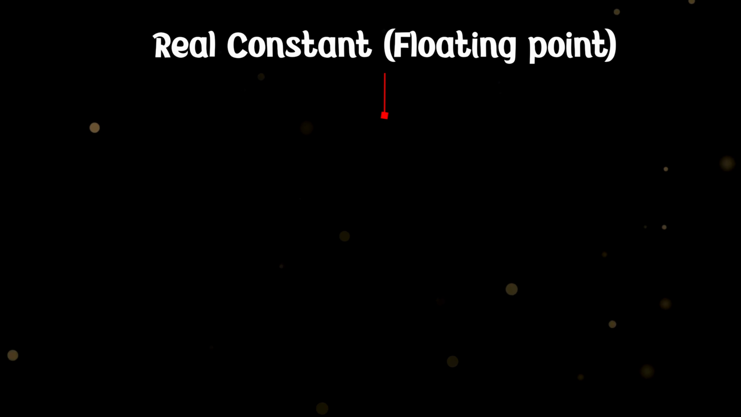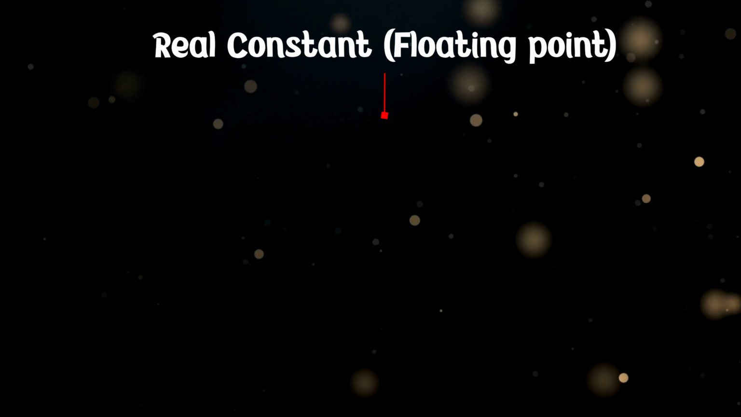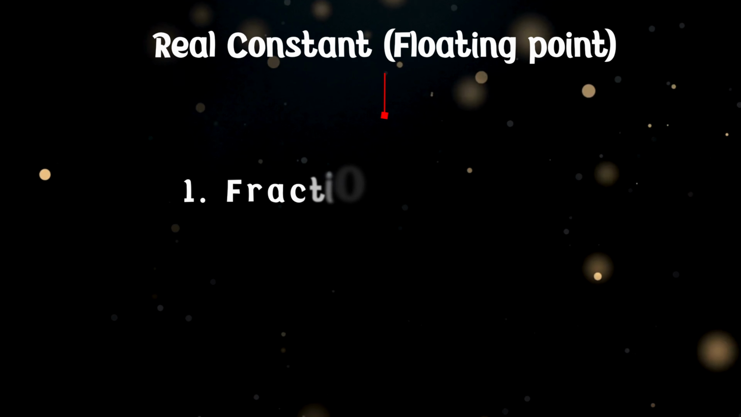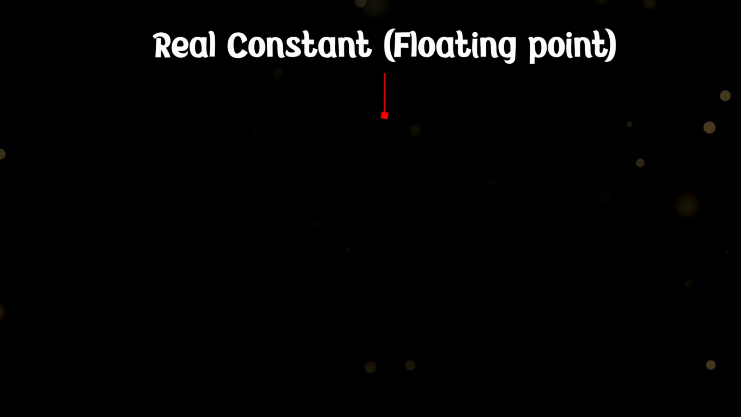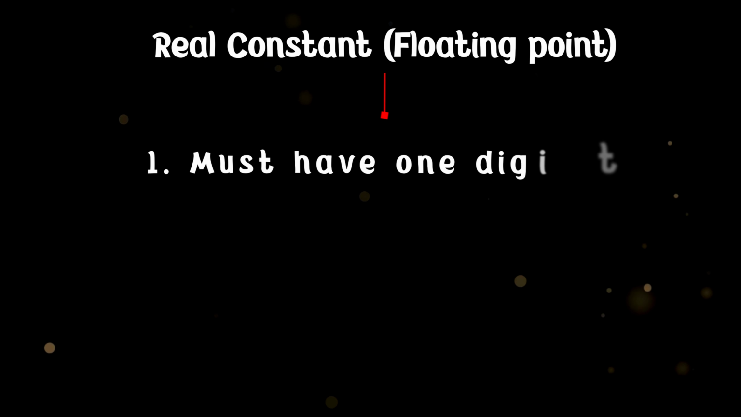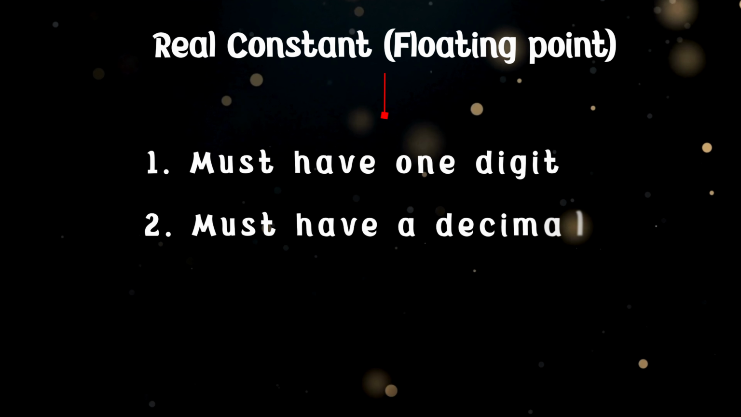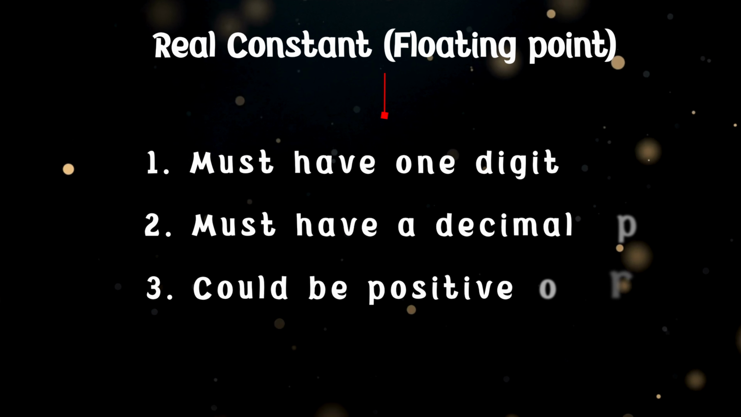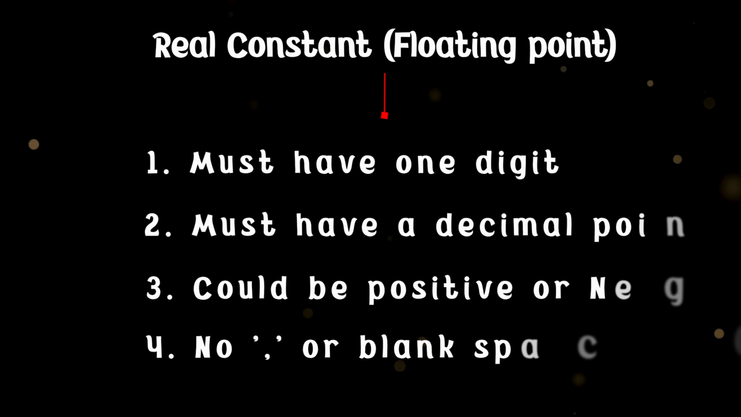Real constants are often called floating point constants. The real constants could be written in two forms: fractional form and exponential form. A real constant must have at least one digit. It must have a decimal point. It could be either positive or negative. The default sign is always positive. No commas or blanks are allowed within a real constant.